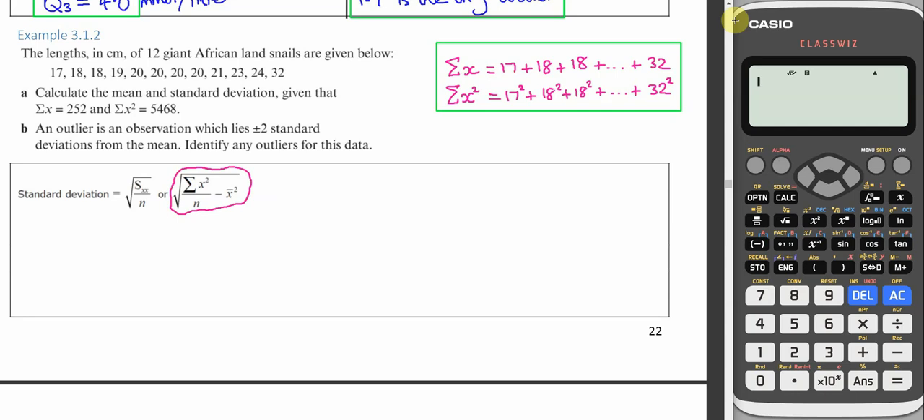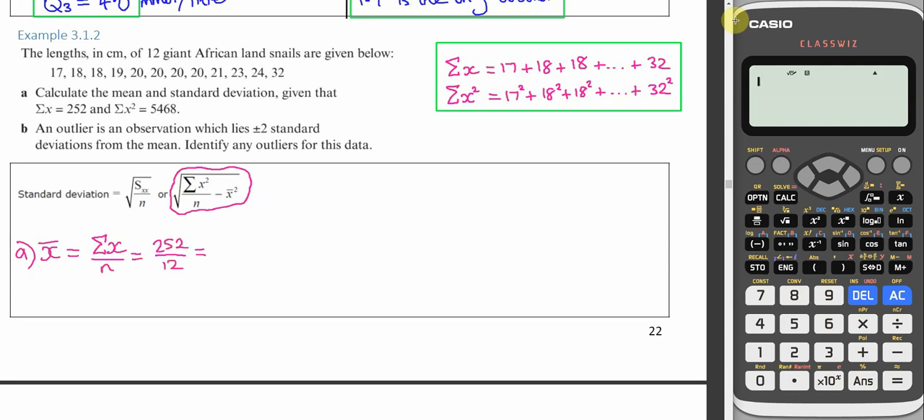The sum of x squared, which we've been given, divided by n, we know n is 12, take away the square of x bar. X bar means the sample mean, so the mean of x, and that's the other thing we need to work out. So x bar, which is the mean, is what you get when you add them all together and divide by how many there are. So adding them all together, 252, dividing by how many there are, 12.